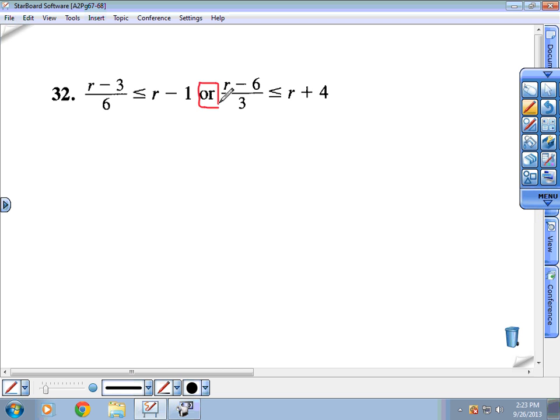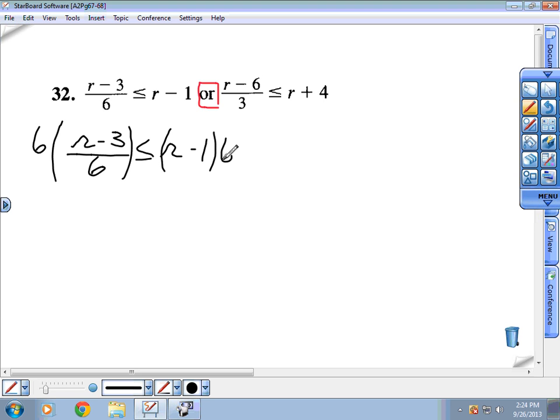So I have (r minus 3) over 6 is less than or equal to r minus 1. Now, I know you don't like to use fractions, but we're going to get rid of that fraction by multiplying both sides by 6. So if I multiply this side by 6, and I multiply this side by 6, I get r minus 3, and I multiplied by a positive 6, so I don't flip this sign, and I have to distribute that 6 over this quantity, right? So I have 6r minus 6.